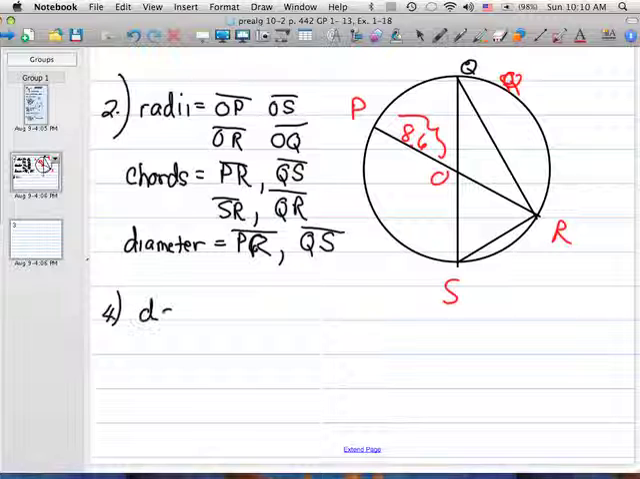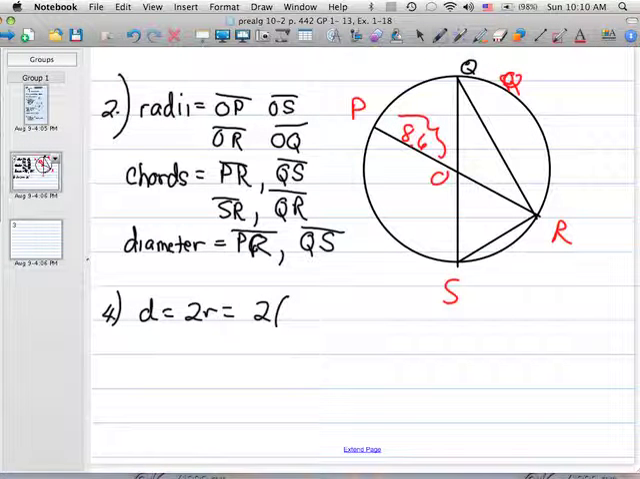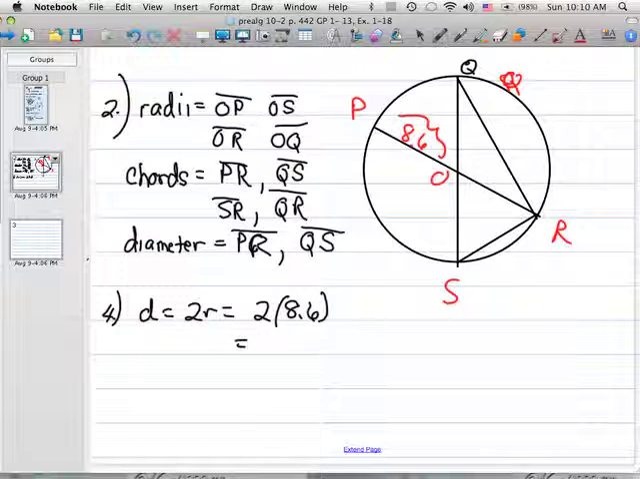Problem number 4, find the diameter. The diameter is 2 times the radius, and they gave us the radius, so 2 times 8.6 equals 17.2.